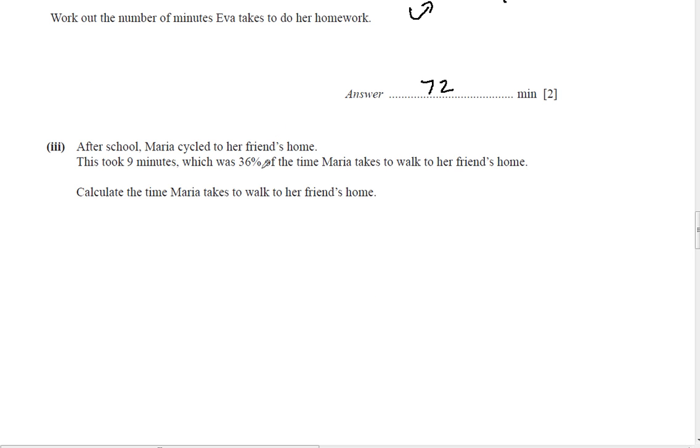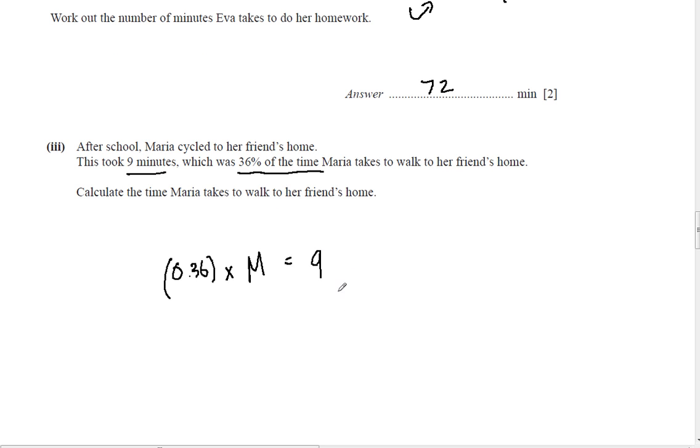So after school, Maria cycled to a friend's home. This took 9 minutes, which is 36% of the time Maria takes to walk to a friend's home. Calculate the time Maria takes to walk to a friend's home. So let's make an equation. 36% could be written as 0.36. It's 36% of, which is another word for times, the time Maria takes to walk home. Let's say that's M. M represents the time Maria takes to walk home. So 36% of this time is 9 minutes.